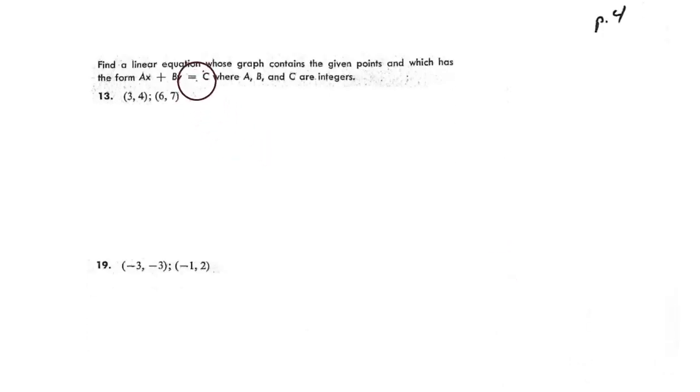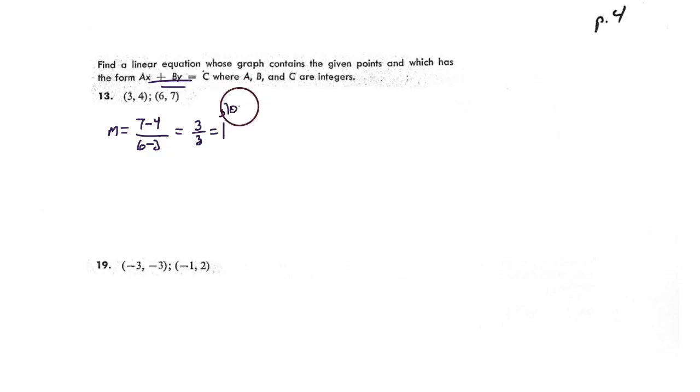Next, find a linear equation whose graph has the given points and write the equation in standard form. Here we have point 1 and point 2. From those 2 points, we can find the slope of the line using the slope formula. 7 take away 4 over 6 take away 3. This is 3 over 3, which reduces to 1.